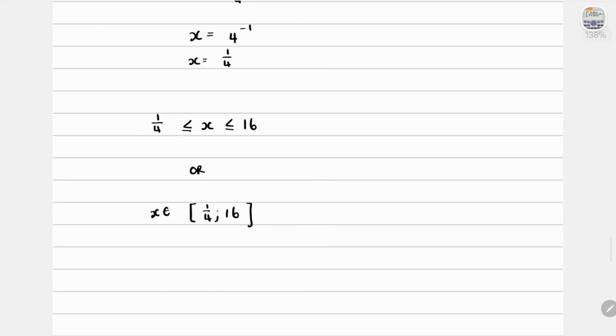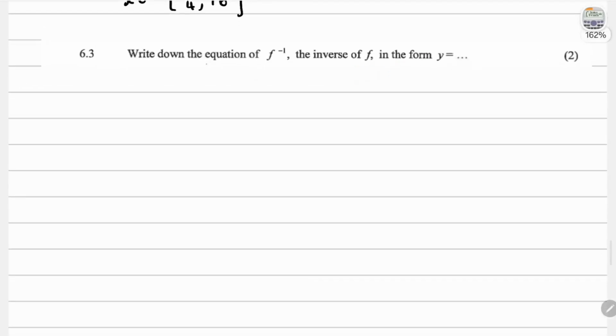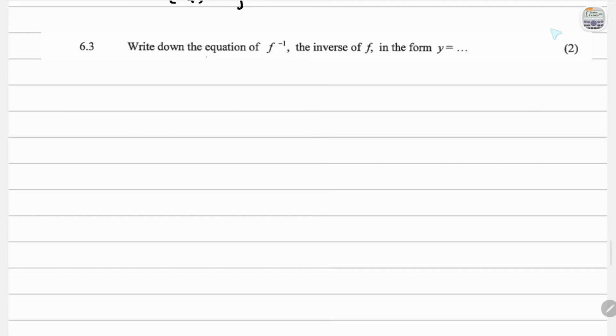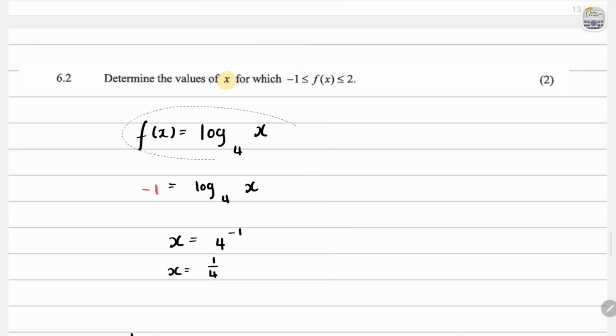Moving on to the next question. Question 6.3 says, write down the equation of the inverse of f in the form y is equal to. So the inverse of f. Our equation was this. We already had it.